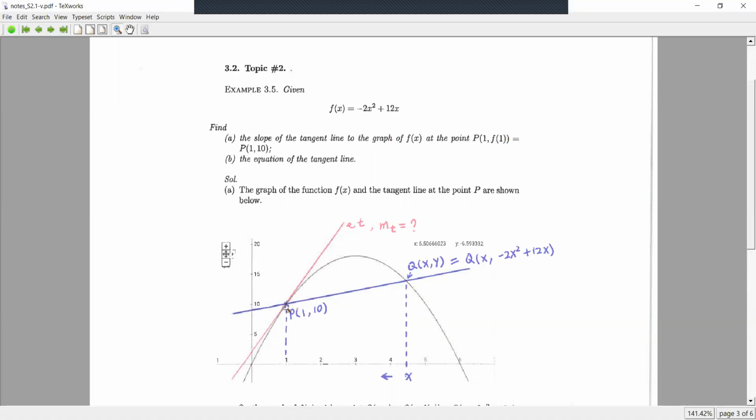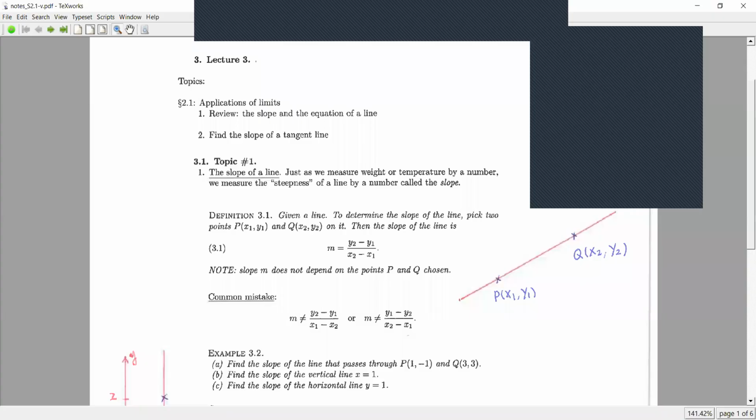Now, at the point P, there is a tangent line. Let me name this tangent line T. Now question A is, we want to find the slope of the tangent line T. In notation, slope is m, so we want to find m_T. T means tangent line.